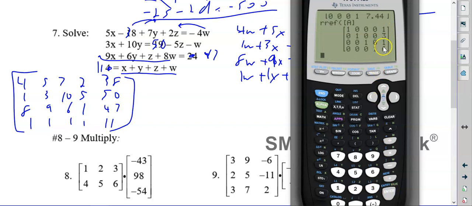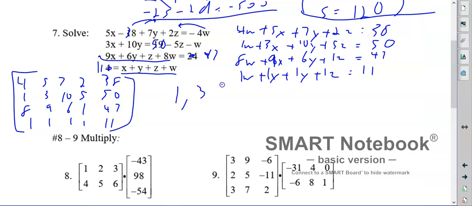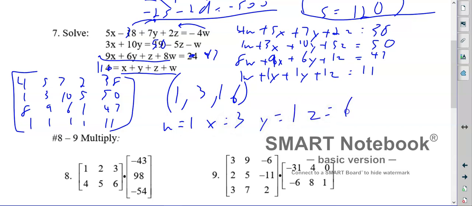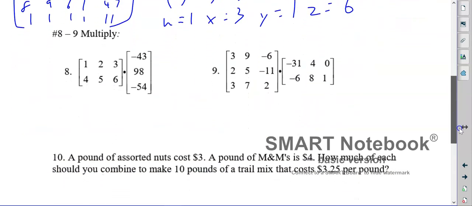And there's my answer. Okay, in order W, X, Y, Z, 1, 3, 1, 6. So 1, 3, 1, 6 as a point, and otherwise it's W equals 1, X equals 3, Y equals 1, Z equals 6. All right, that one's finally done.